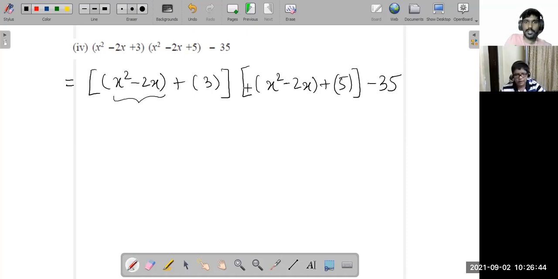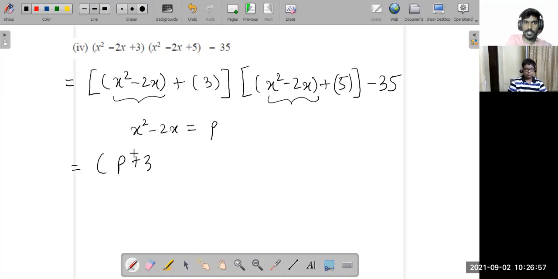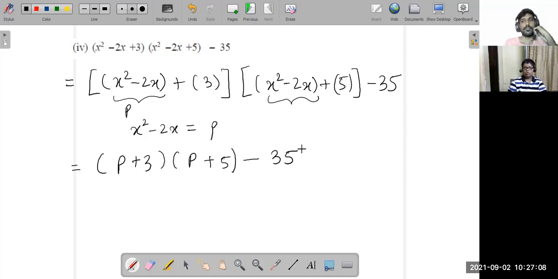Now can you see this bracket and this bracket is the same. So what you do, x square minus 2x, you take it equal to p. Do the substitution. So this becomes p plus 3. This is p. And this becomes p plus 5. And that minus 35. Yes? Okay.